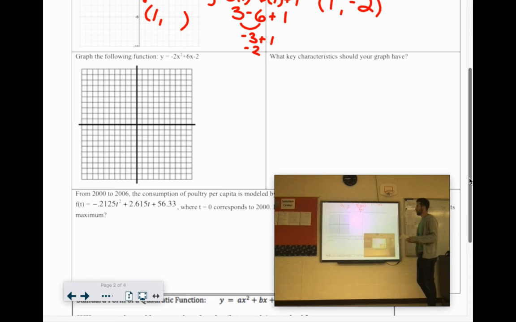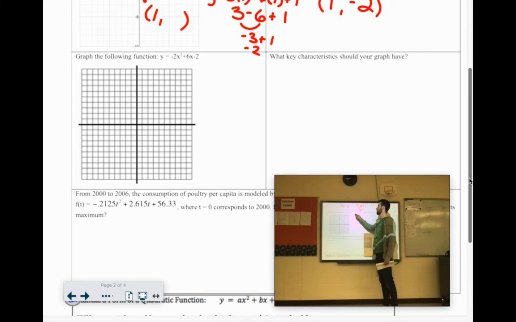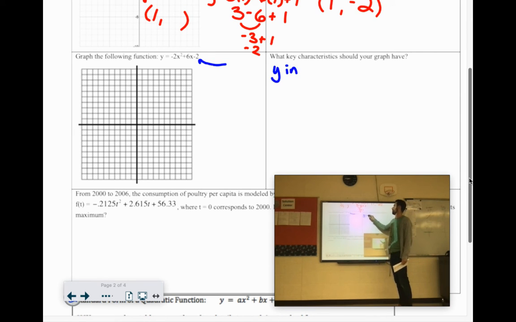What key characteristics should your graph have? Okay, first thing I notice is anytime you have just that standard number at the back, that's going to be our y-intercept. So it's going to cross the y-axis at -2. What else can we tell? We're going to figure out the axis of symmetry here. Let's do that in black.